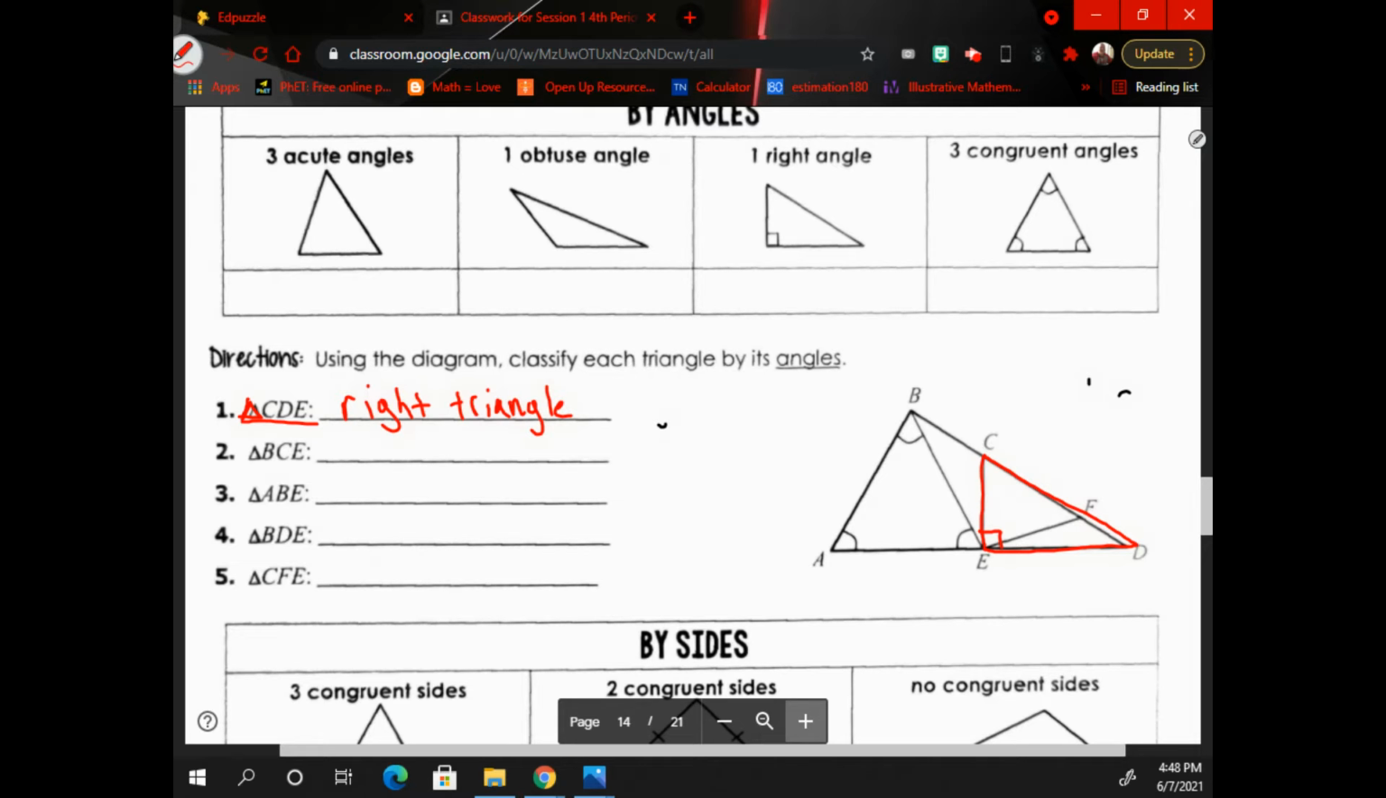Next, triangle BCE. So B, C, E. That's going to be an obtuse triangle. Okay, and the angle that I'm looking at there is actually angle BCE. This angle here is the one I'm saying is obtuse. Next, triangle ABE. Now, I failed to mention this earlier, but we see these three angles are congruent. We know they're congruent because they have congruency marks, okay? So that's going to be an equiangular triangle.